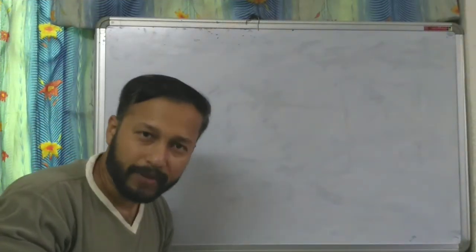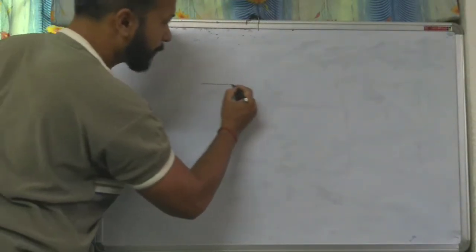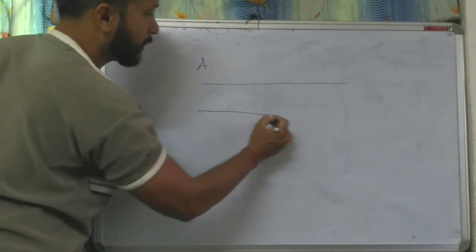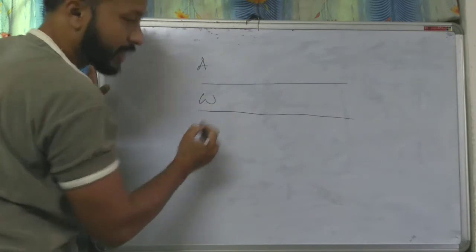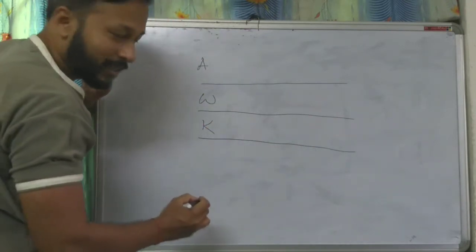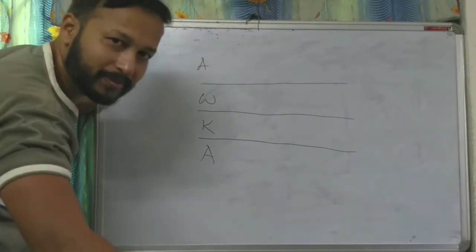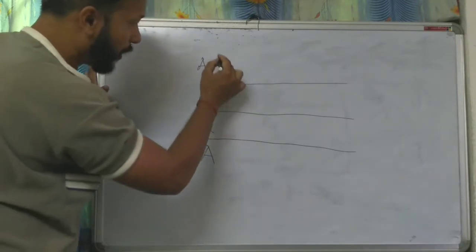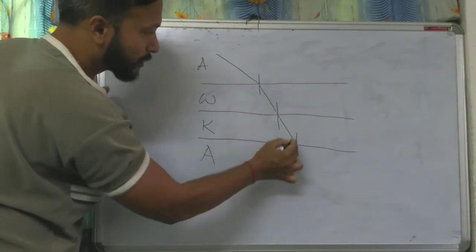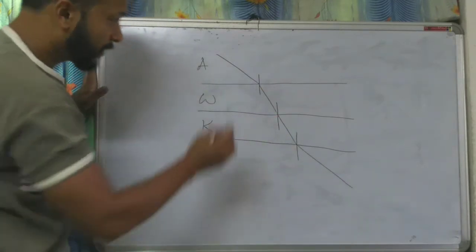Now one more case we'll see. Say this is air, this is water, kerosene, and again this is air. So light is going from air to water, water to kerosene, kerosene to air.